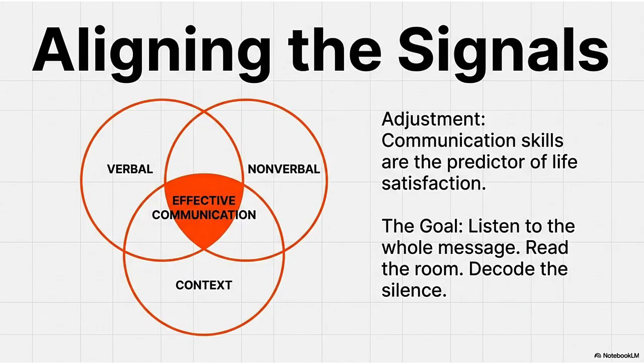Assertiveness means acting in your own best interests and expressing your feelings honestly without ignoring the rights of others. It sits perfectly between being completely submissive and being overly aggressive. Practicing these communication skills is the key to better relationships and less stress because they are strong predictors of life satisfaction.